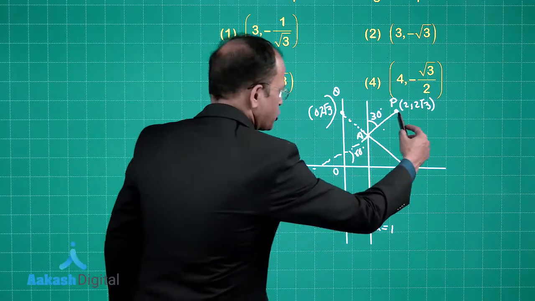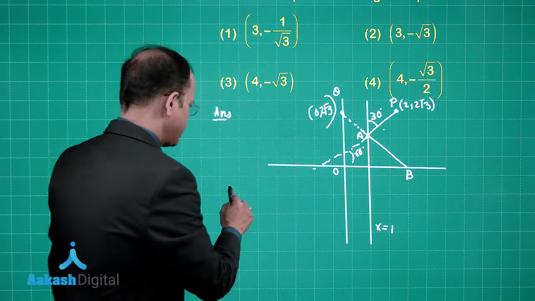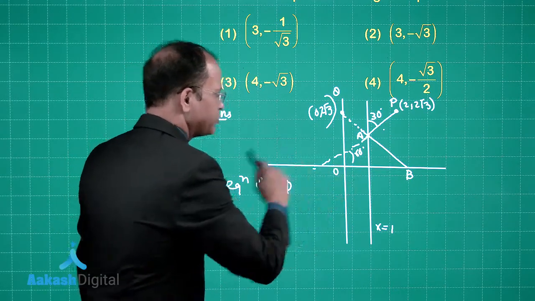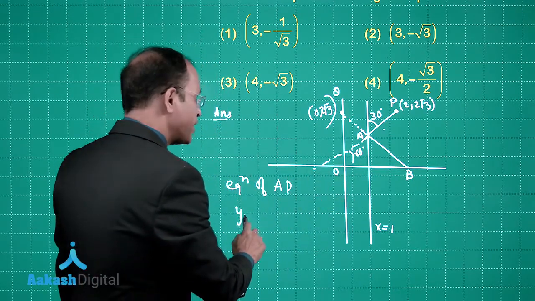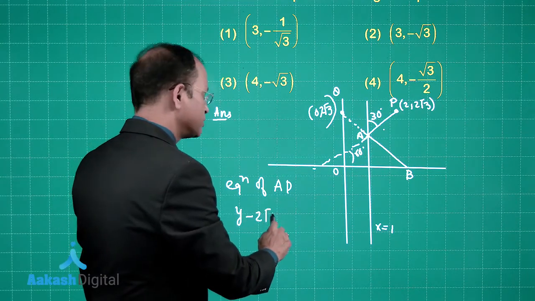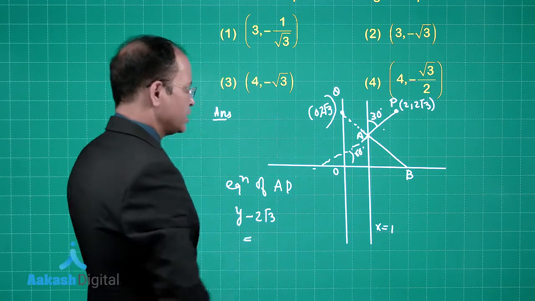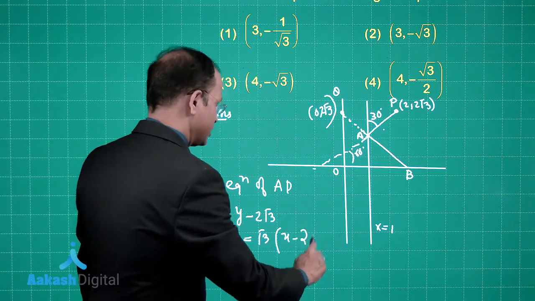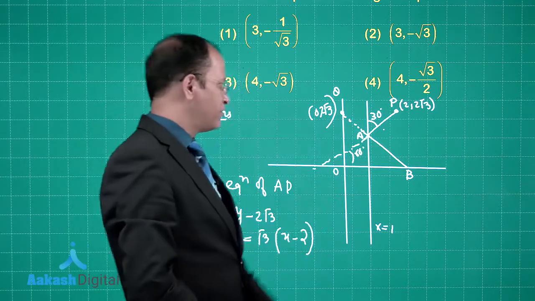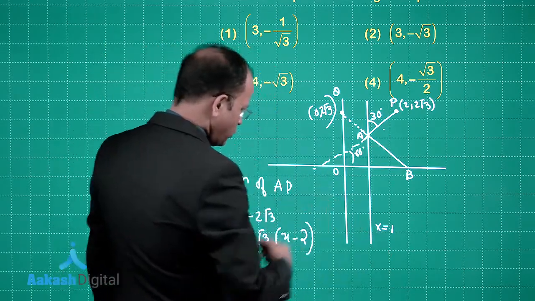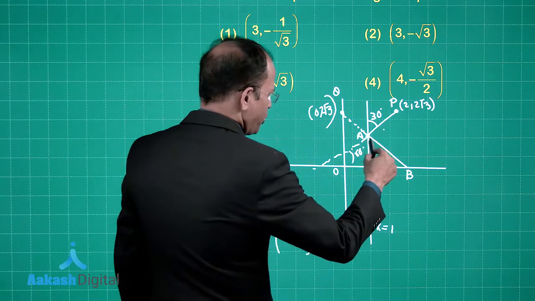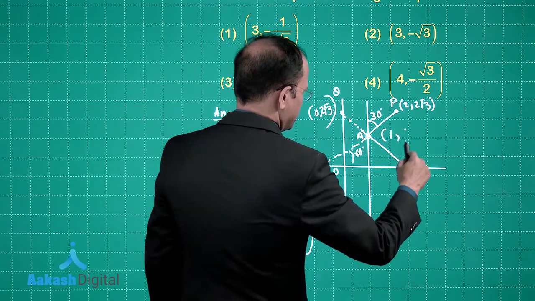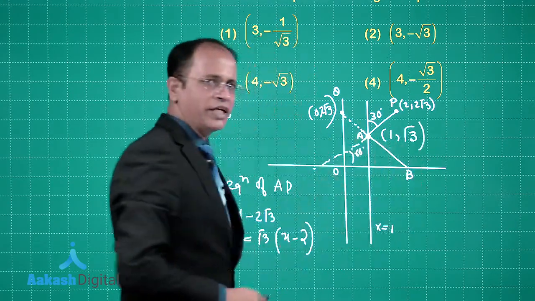Now let's find the equation of AP here. Because this is 60 degree, the equation of AP comes out to be y minus 2 root 3 equal to tan 60, which is root 3, times x minus 2. And this is nothing but the equation of AP we have. So when you intersect x is equal to 1 and the equation of AP, the point A is nothing but we have (1, root 3), right? So this is the very important thing we have.